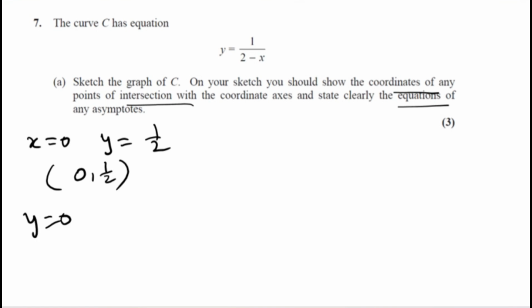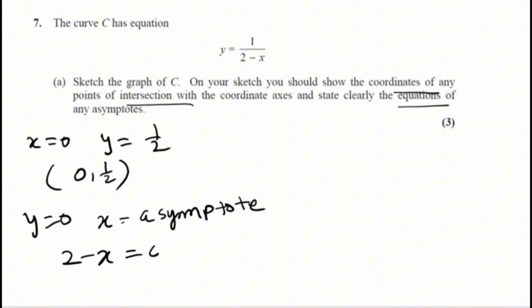When I put y is equal to 0, as you can see, this is a reciprocal graph, so we will not get a value, but x will give us our asymptote. But what asymptote is there? To find that, we have to take 2 minus x is equal to 0 and x is equal to 2. So this is the equation of the asymptote.